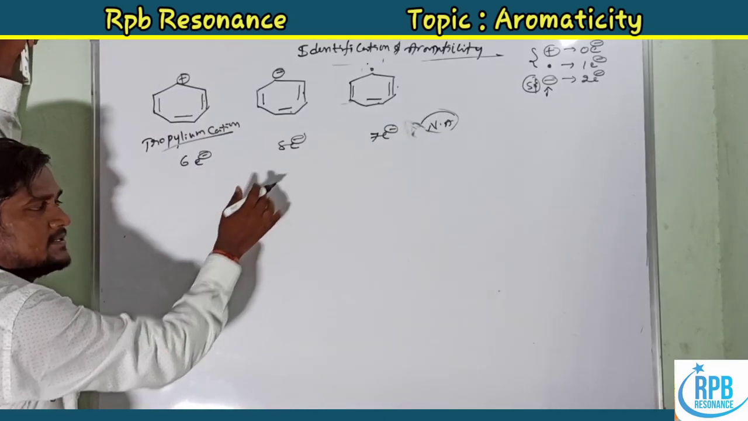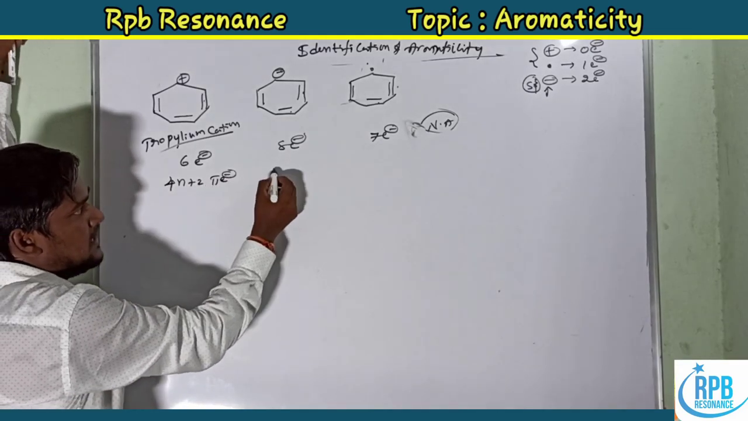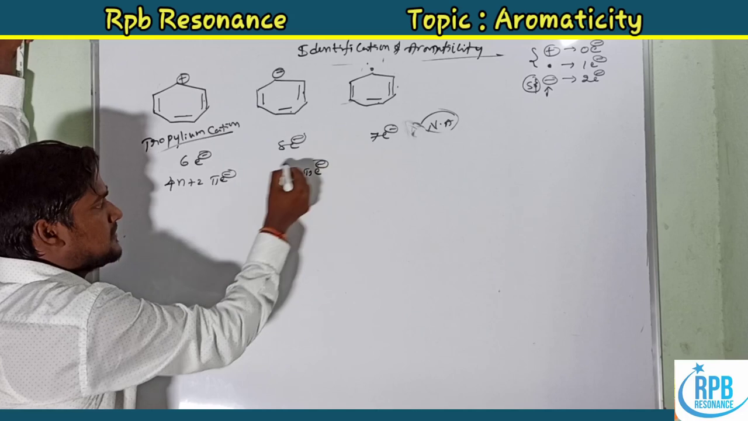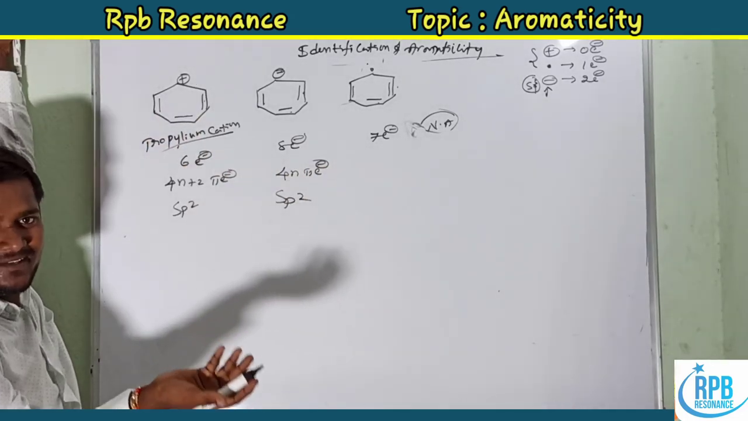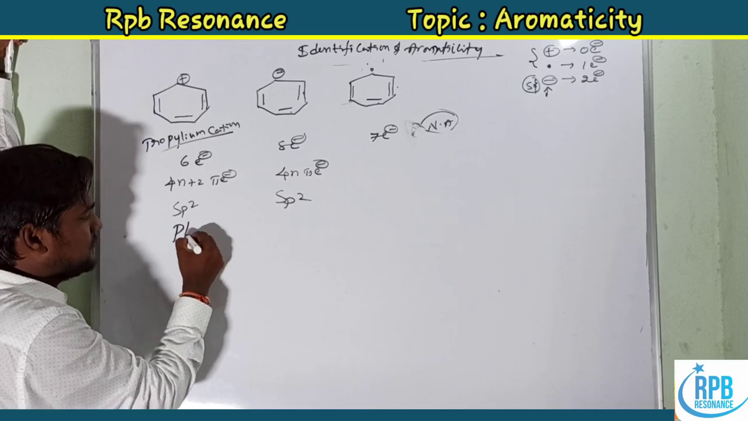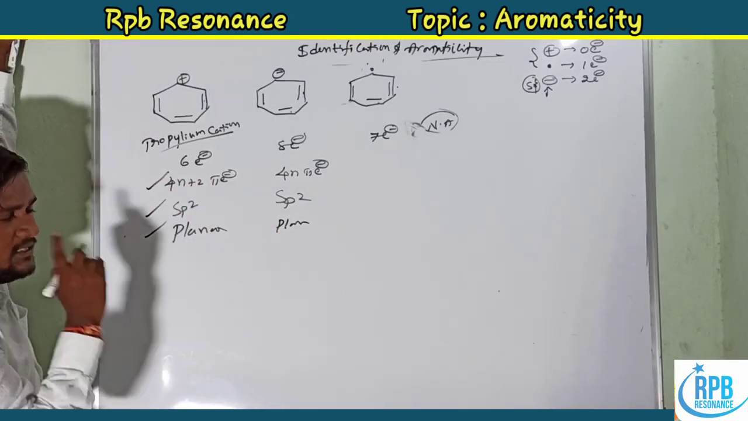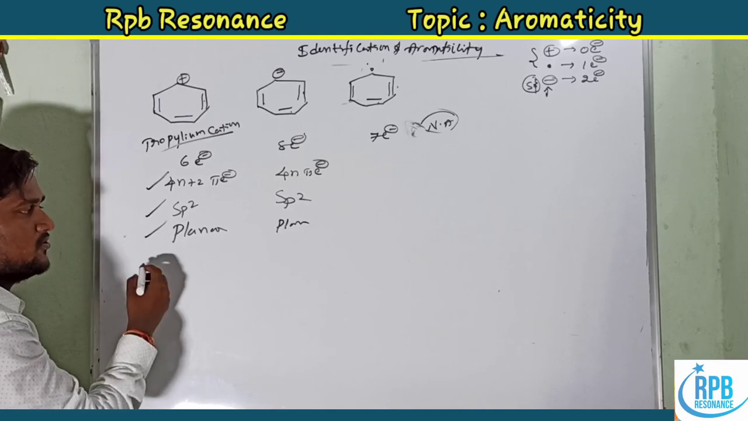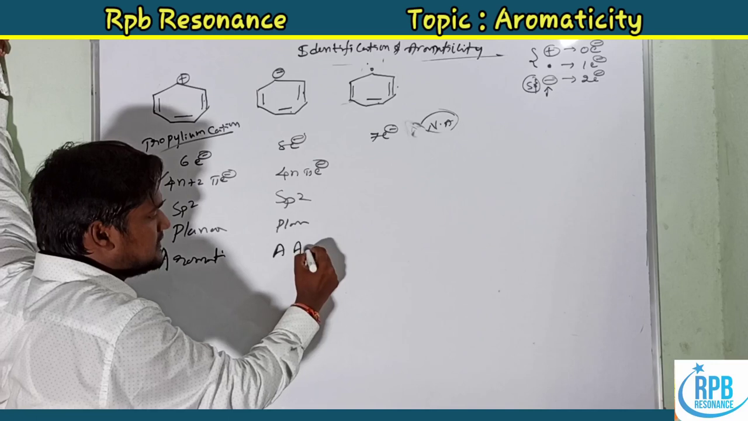Now let us discuss the 6 electron and 8 electron pi systems. 6 electrons is the 4n plus 2 pi electronic system. 8 electrons is the 4n pi electronic system. All are sp2, meaning the double bond attached carbon is sp2. So here it is planar. So it obeys all three rules of aromaticity. That's why it is aromatic. The other obeys the anti-aromatic rules, that's why it is anti-aromatic.